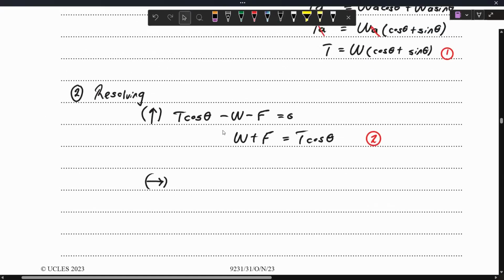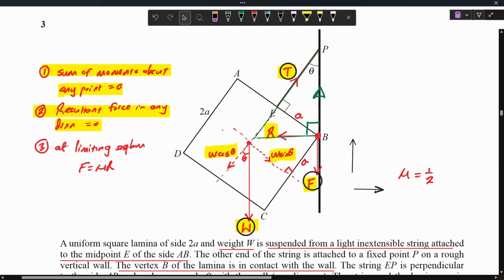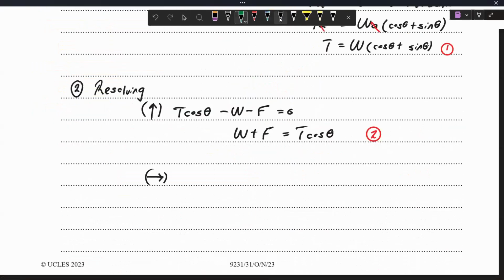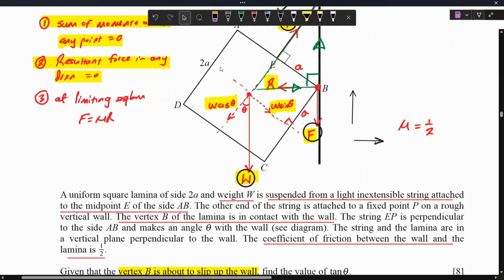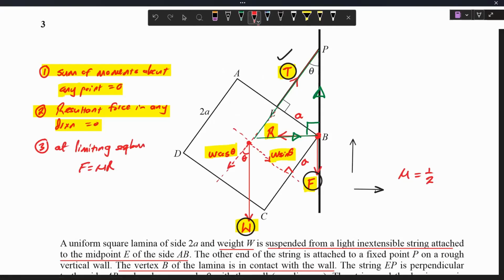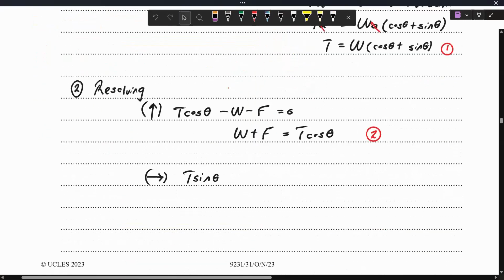Right, so resolving horizontally, the forces at play would be the horizontal component of T, which is going in this direction to the right. Essentially that's T sine theta. Then the next force is the R force going in the opposite direction to that, so that's going to be minus R.